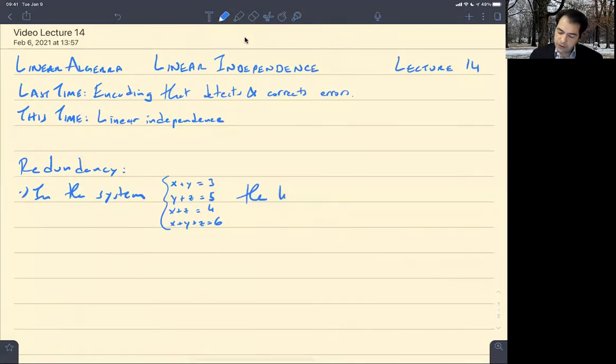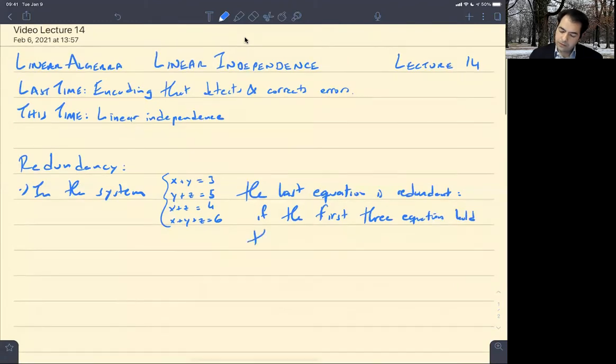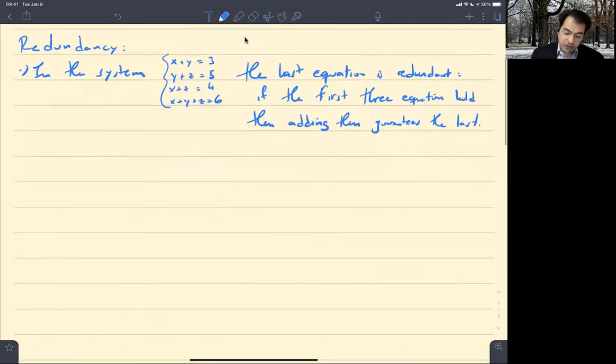Right, so the last equation is redundant. If the first three equations hold, then adding them guarantees the last. Okay, another instance of redundancy.